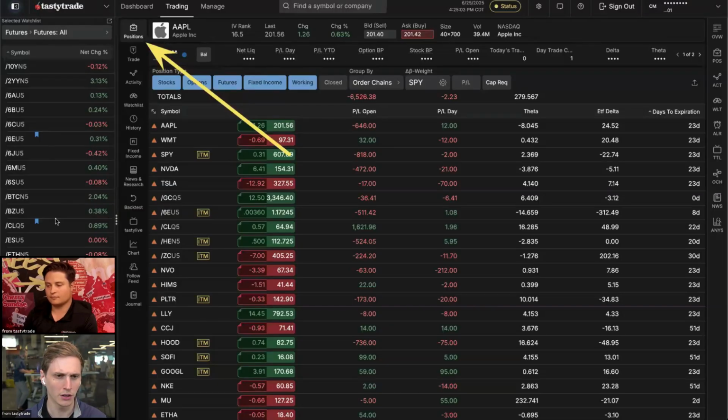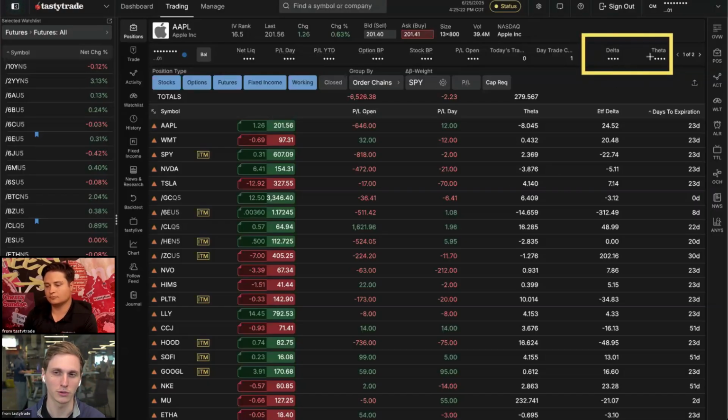So when we're in our positions tab, some things that we can consider here. Oh, it's going to hide our beta weighted deltas. Crumb. But in short, again, I'll just keep it simple. There's delta and theta here at the top. This is looking at your overall portfolio delta. And one thing you can look at is to see how weighted you are on the bullish or bearish side based on beta weighted deltas.